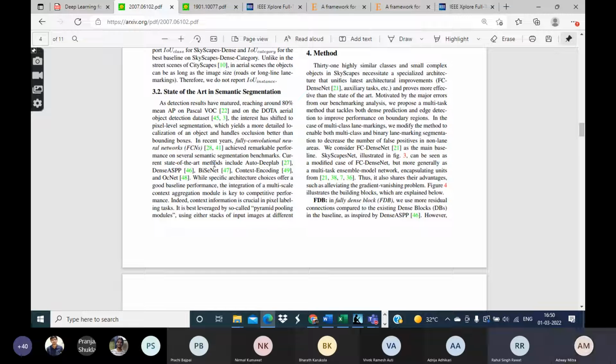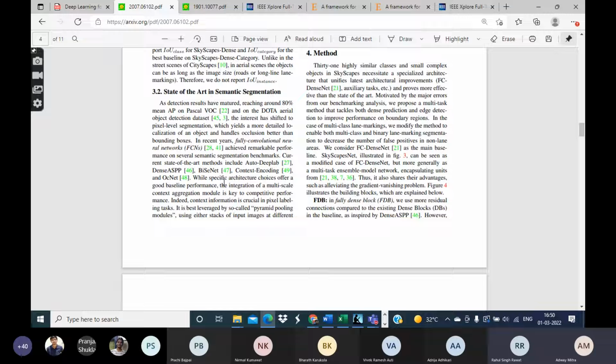Current state-of-the-art methods include Auto DeepLab, Dense ASPP, and so on. These are some of the papers which are all based on convolutional neural networks. I'm not going into the details, but if anyone is interested in doing a project on this matter, you should explore these papers.